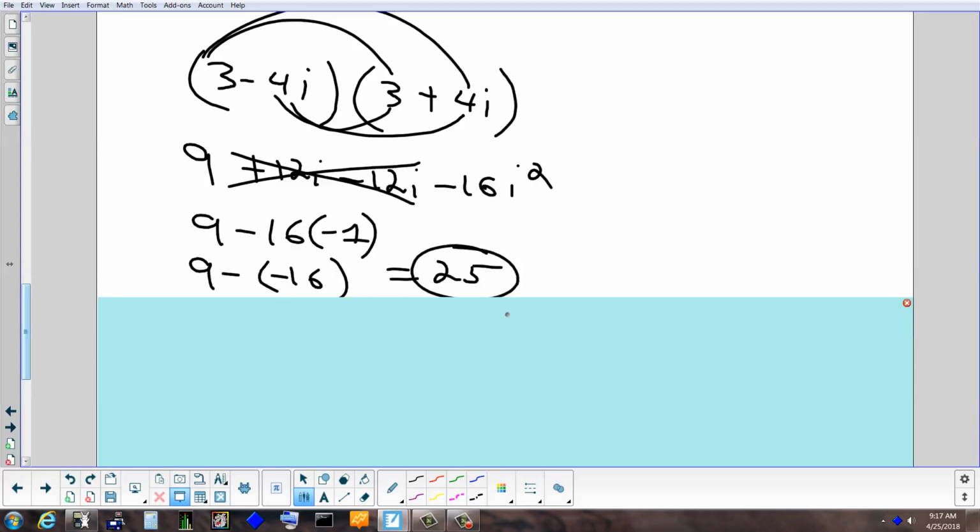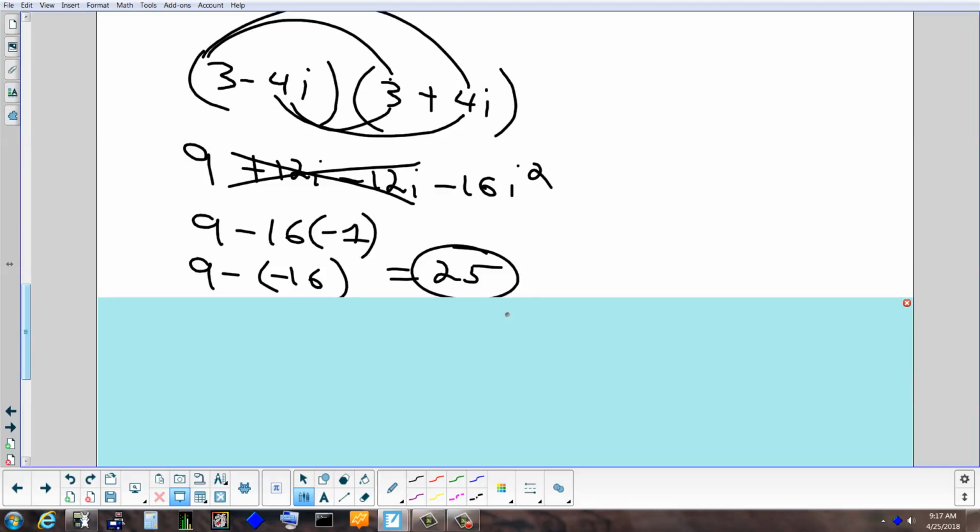What do you notice about that number, about the final answer? Describe to me what kind of answer that is. That's the key. There is no imaginary to it. And every time you multiply conjugates together, that's what always happens. You get no imaginary part. Always end up with a real number. In fact, there's even a shortcut to get to that.